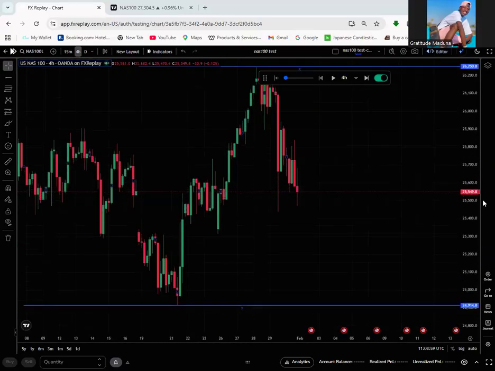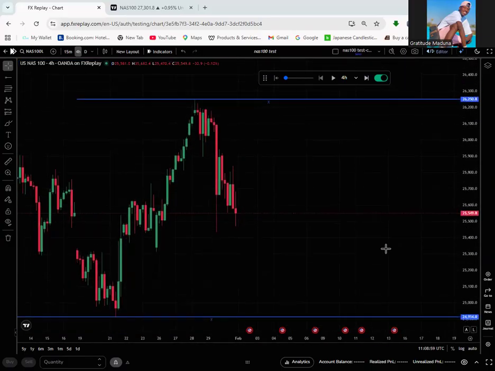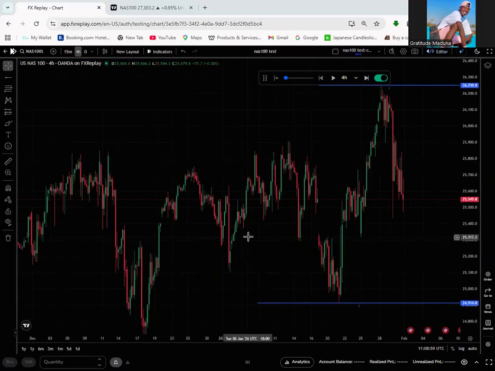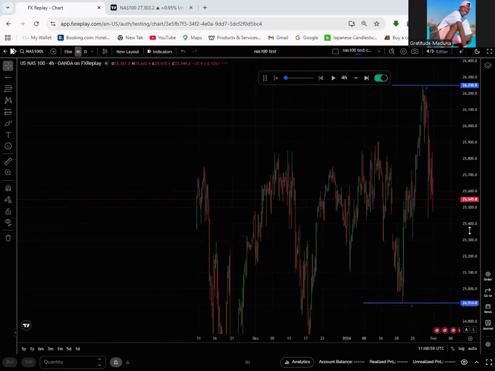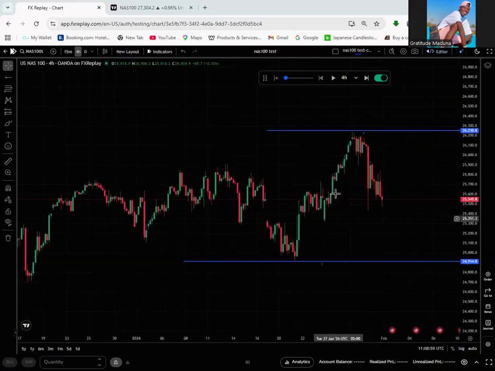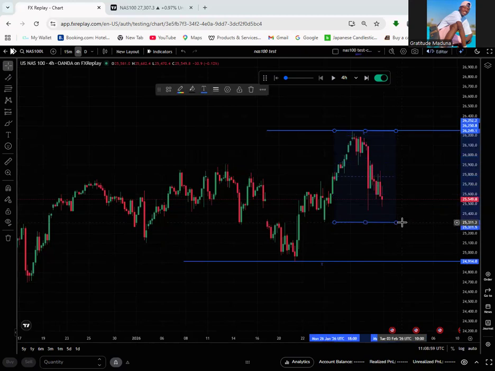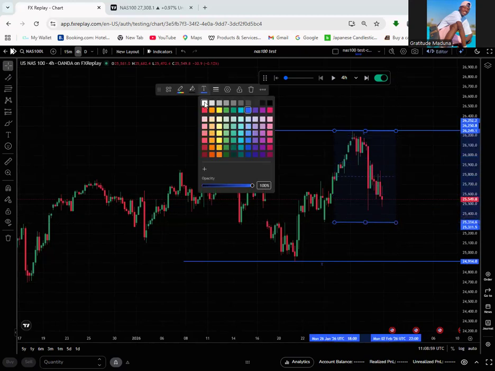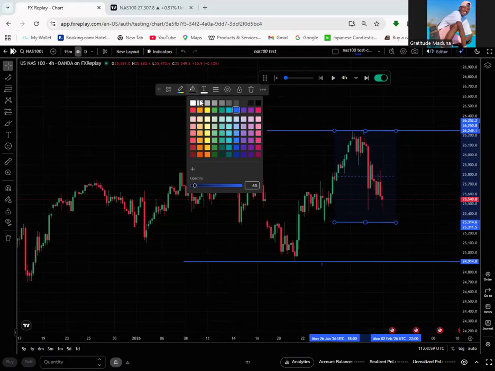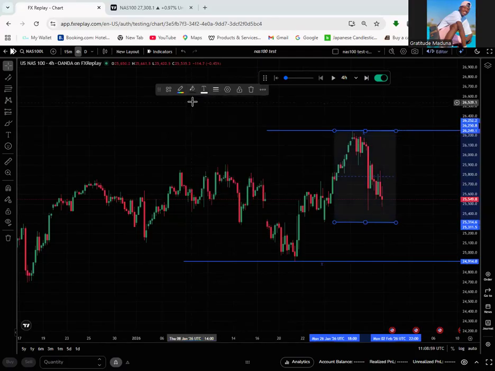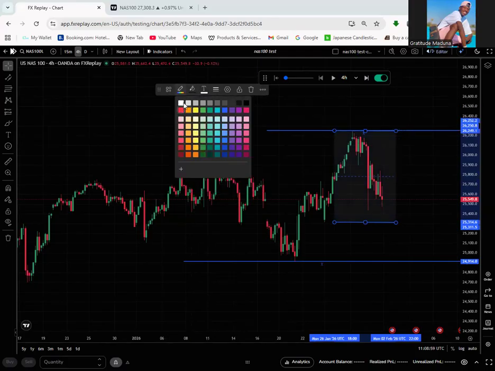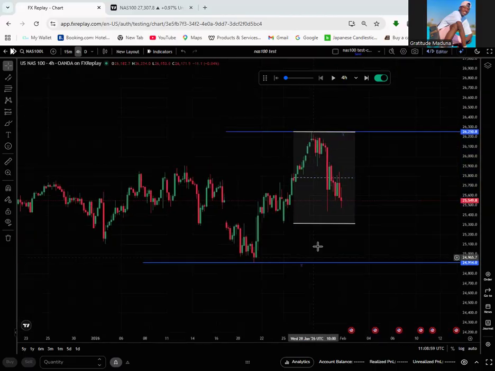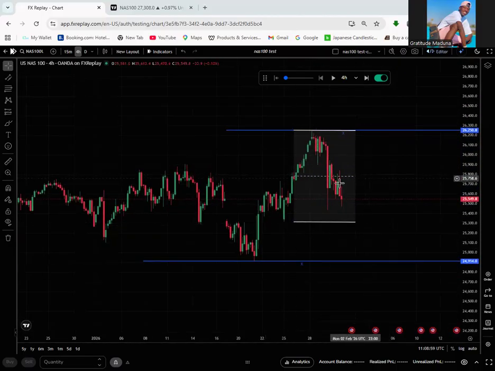So I get to my 4 hour. In my 4 hour, I have this range, bullish range, this range. So I have this range over here. So we have this range over here.